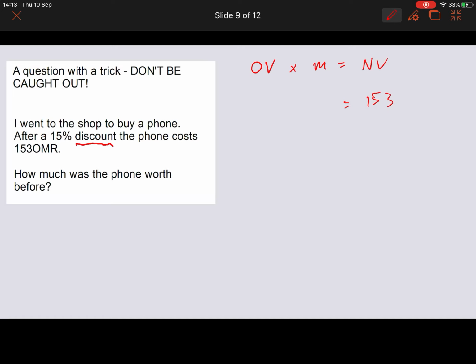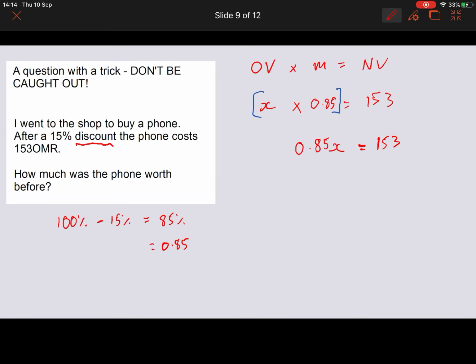This time it says, I went to a shop to buy a phone after a 15% discount. So it's a discount. The phone costs 153 OMR. So this time I know the new value, what the price became after the change. And it's a 15% discount, so we're talking about a decrease. We always start at 100%, take away 15%, and we get 85%. So that is going to be 0.85. There is your multiplier. And this time you do not know the old value.